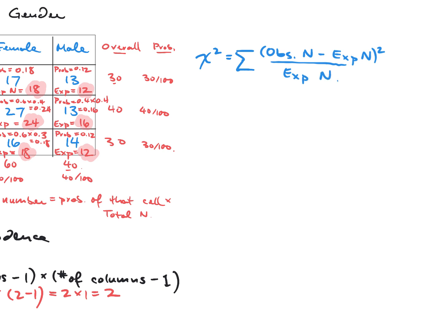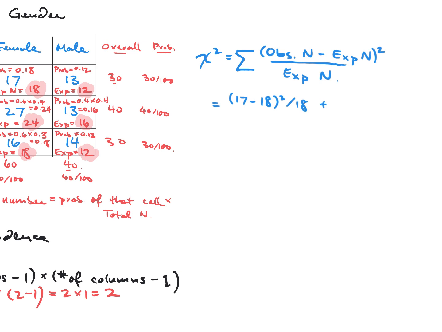Okay. And we have these 6 categories that we're dealing with. Let me go through them. I'm going to try to do the 6 categories sort of geometrically aligned with the table. First, that top left cell of the table. The observed number is 17. The expected number is 18. So it's 17 minus 18 squared over the expected number, 18.